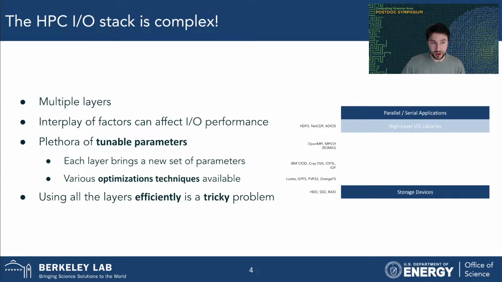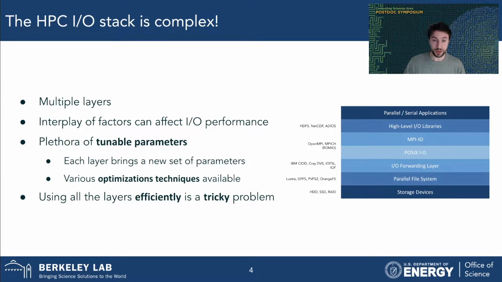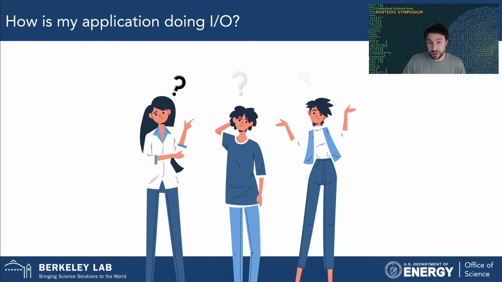We have multiple layers, and each one of these layers has different tunable parameters, different knobs we can turn, different optimization techniques that have been proposed for each one of these layers. So there are a lot of factors that could affect performance. So using all of this infrastructure in an efficient manner is a very tricky problem. But the first thing that we need to know and understand is, how is my application doing its I/O requests? How is my application reading and writing its data?